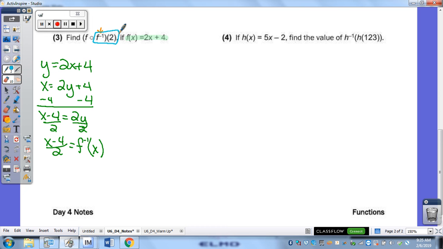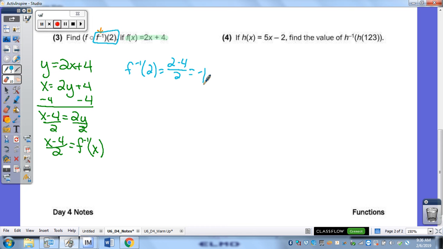So our inverse is the one closest to our input value of 2. So that's the one we're going to start with. So f to the negative 1 of 2 equals 2 minus 4 all over 2. So what is 2 minus 4? Negative 2. Divide that by 2. Negative 1.